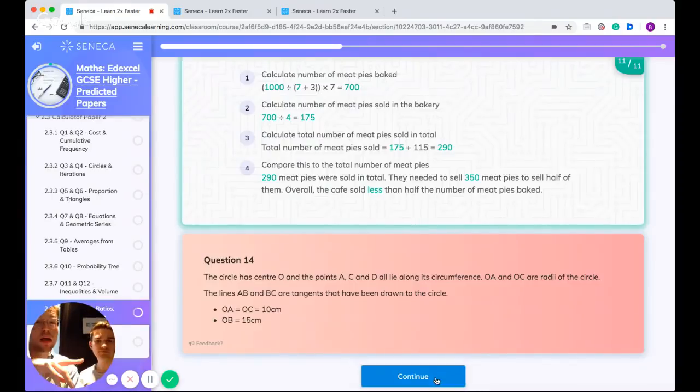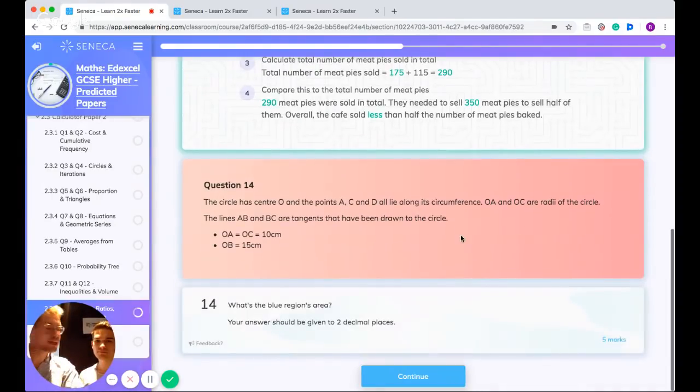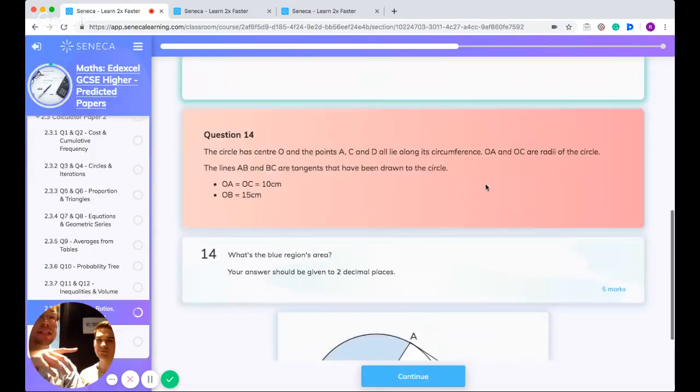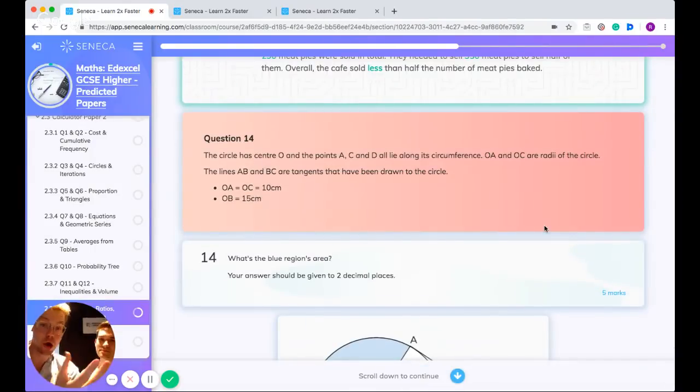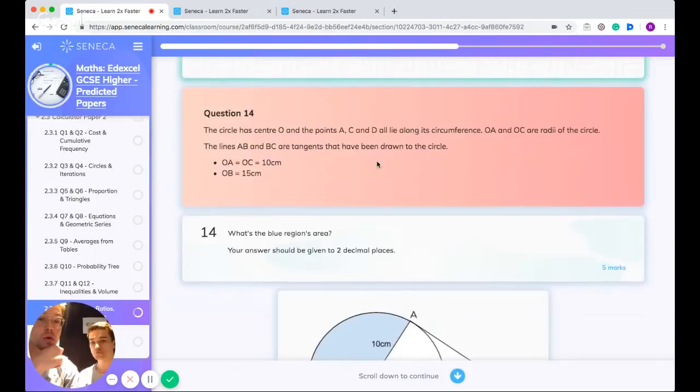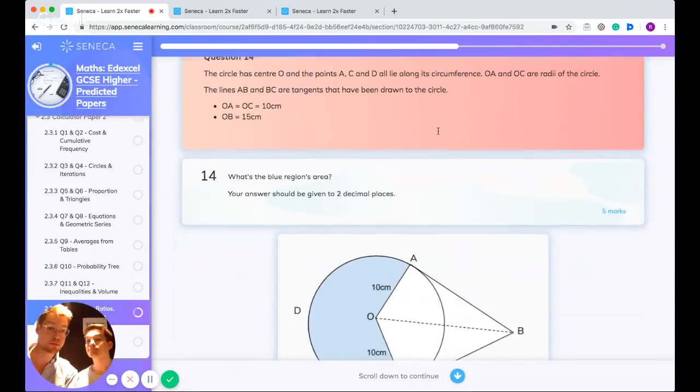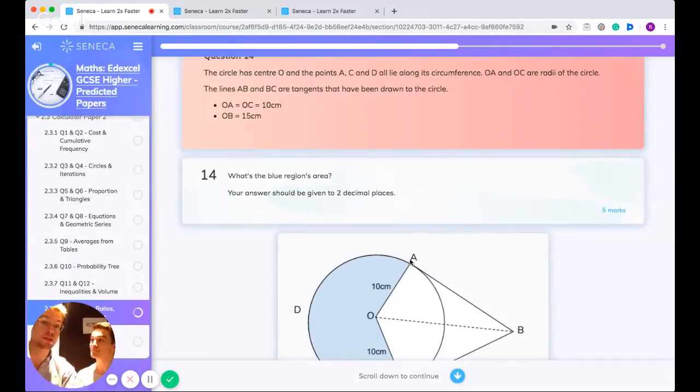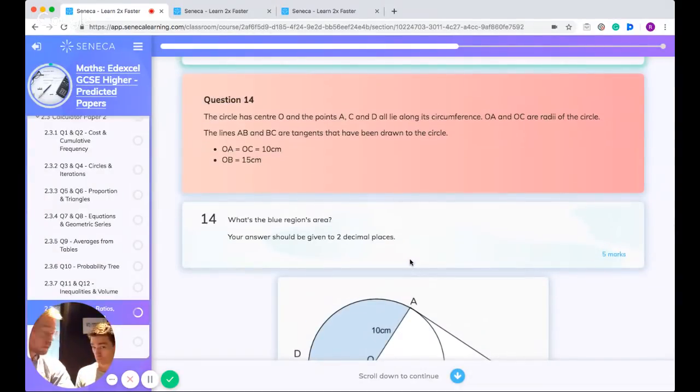Now, this is, I say now a lot. It's just what I'm learning. So let's read the question. The circle has a center O, and the points A, C, and D all lie along its circumference. Now, when a point lies along the circumference, it means the distance from O to that point on the circumference will be a radius. Good thing to remember. Nice keyword. We love a radius. And it even tells us, they don't always, but OA and OC are radii of the circle.